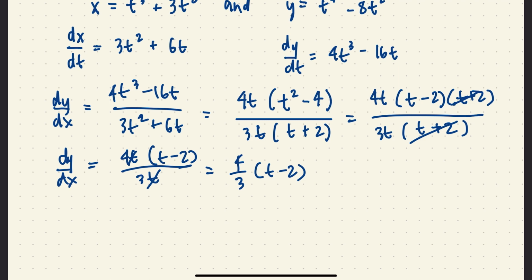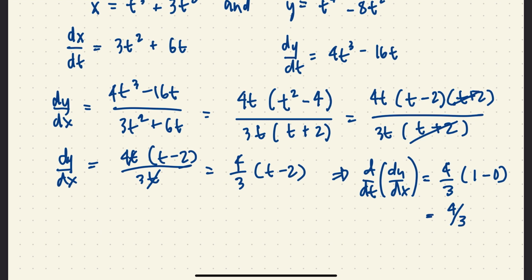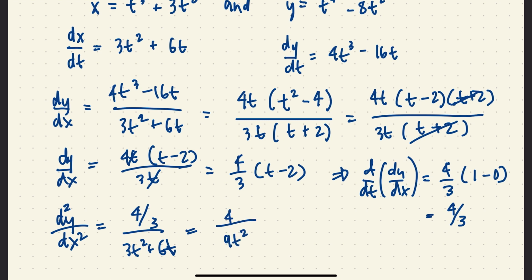So, deriving it with respect to t will then be 4/3 times 1 minus 0. So it's 4/3. So this will now be 4/3 divided by dx over dt, which is 3t squared plus 6t. So this will be 4 over 9t squared plus 18t. So that's the correct answer.